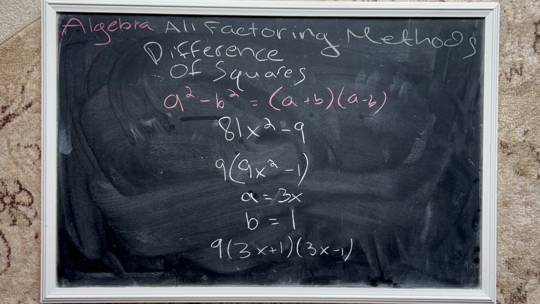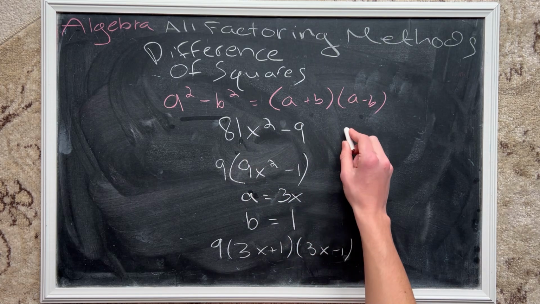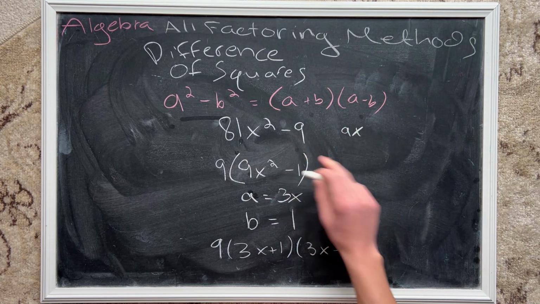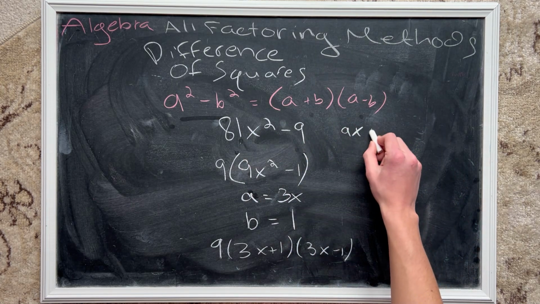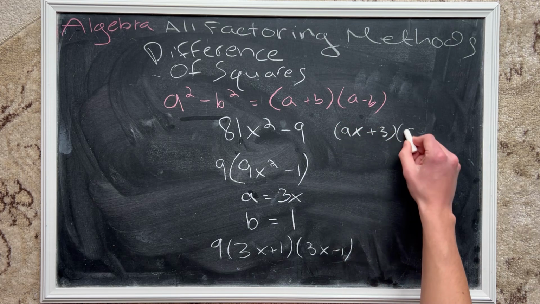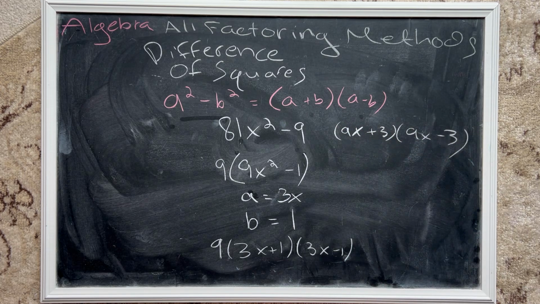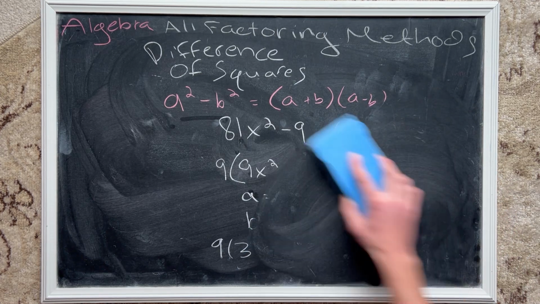If we decided to skip the greatest common factor, and we said a was 9x, and then b was 3, we would be left with 9x plus 3, 9x minus 3. But there's still a GCF in there, so this is not fully factored. So that's why we have to always look for a GCF in the front.